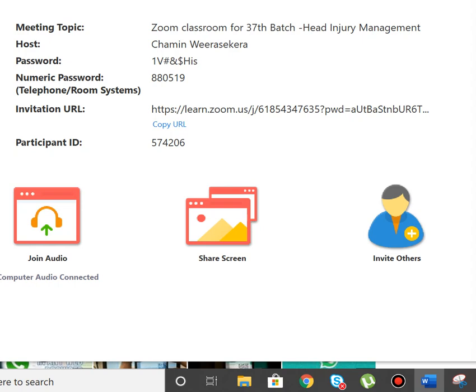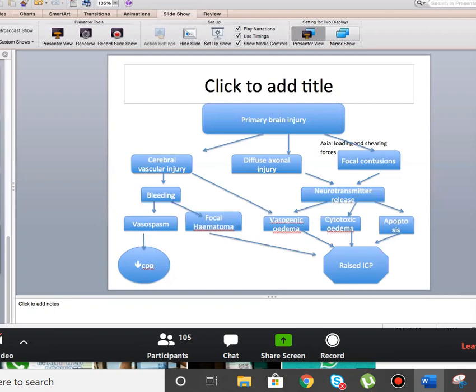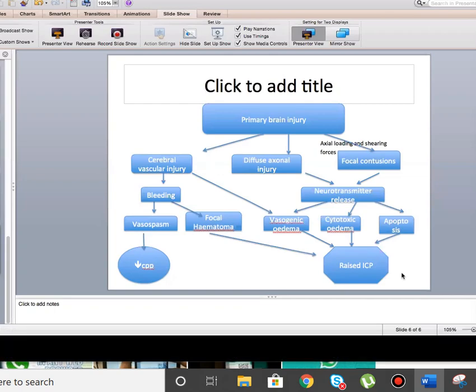Then it can be due to cellular mechanisms. So there are mainly three aspects which lead to secondary brain injury: reduced cerebral oxygen delivery, increased cerebral oxygen requirement, and cellular mechanisms. The first is reduced cerebral oxygen delivery. Say a head injury patient comes after an RTA. What are the mechanisms which can lead to reduced oxygen delivery in that patient?